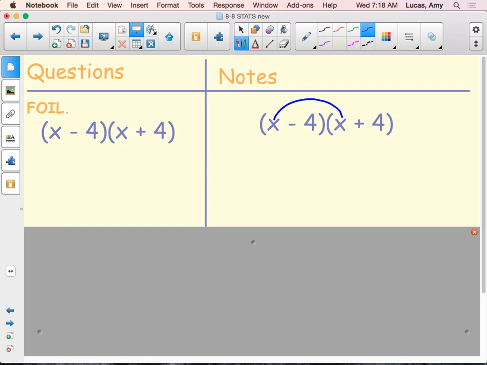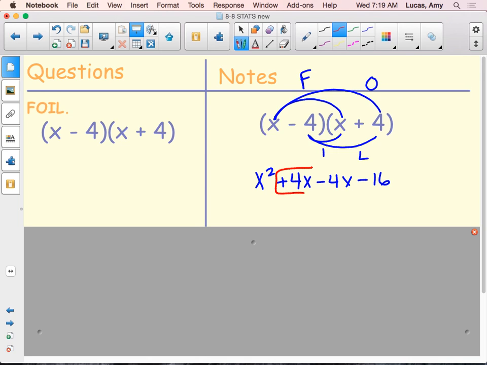If I multiply our first terms, x times x is x squared. Outside, x times positive 4 is positive 4x. Inside, negative 4x. And last, negative 16. What I want you to notice is that our two terms in the middle that are like terms are opposite each other, so they cancel out. So what we're left with is x squared minus 16. So you see the subtraction for the word difference, and x squared and 16 are perfect squares.